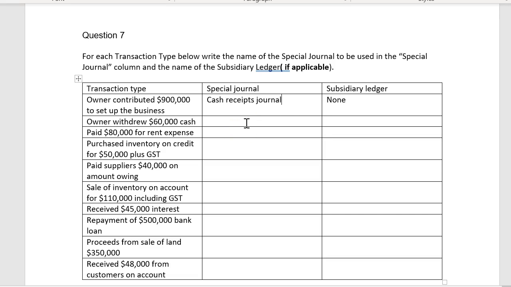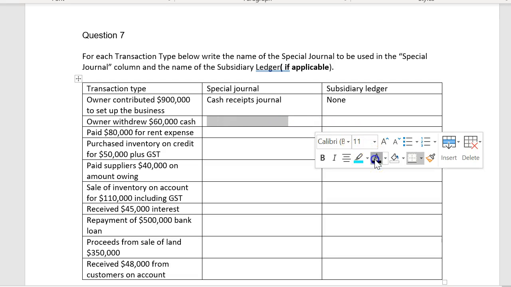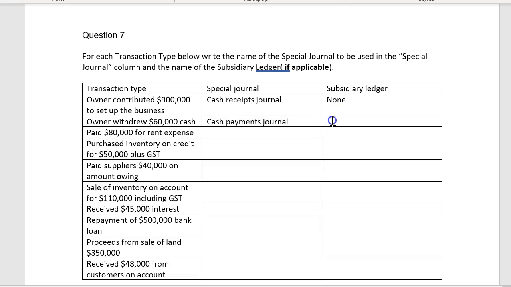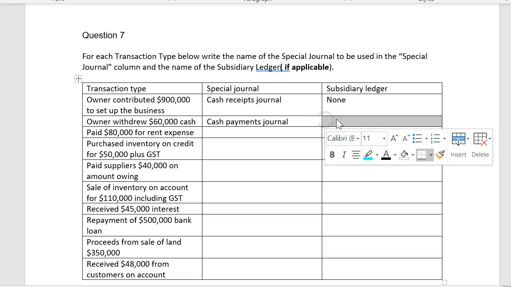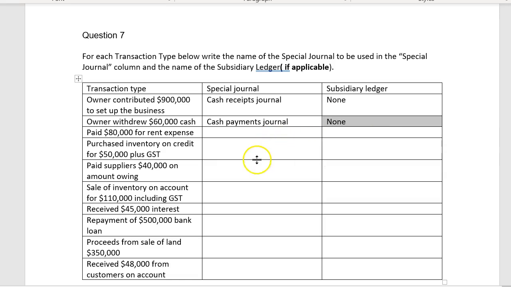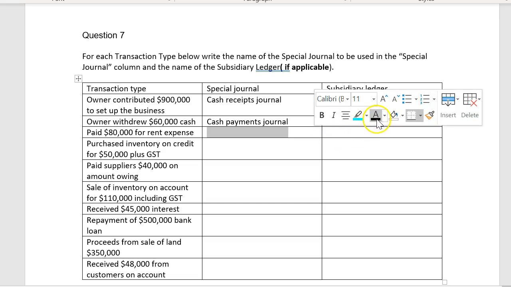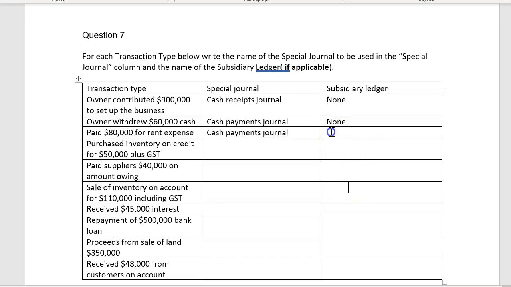The next one is when the owner withdrew cash drawings. In which special journal do we record cash drawings? It's recorded in the cash payments journal because cash drawings represent a cash outflow. Is there any applicable subsidiary ledger? No, there is none. Third, paid $80,000 for rent expense. It's a payment, again a cash outflow, so you record that in the cash payments journal. Is there a subsidiary ledger for it? No.